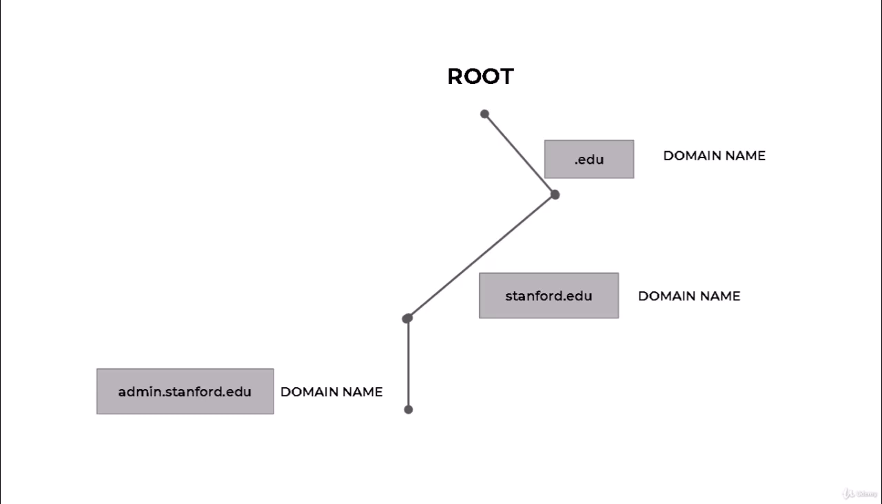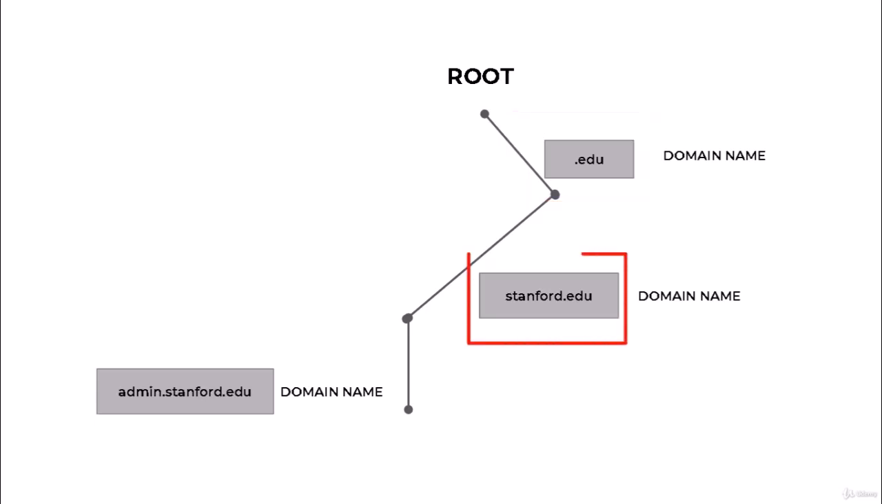Let us consider a website admin.stanford.edu. Okay, so .edu is the domain name of that particular website. In .edu, there can be any number of college domains, for example, Stanford, Harvard, MIT, and many more. That is the root level. .edu is a root level, root authority.